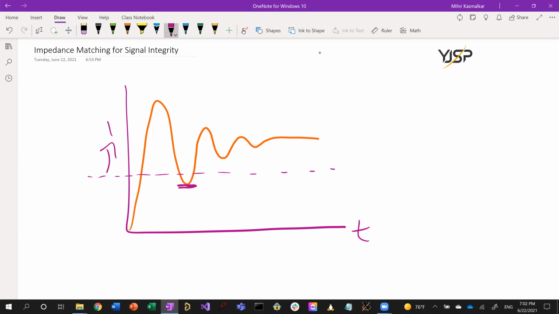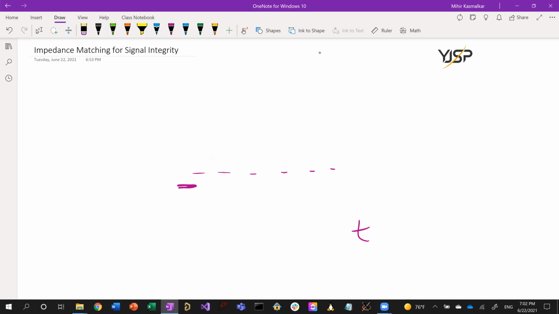And so that's sort of the reason why ringing is bad. And then like up here, maybe you apply a voltage to the device that it wasn't designed for on its I/O lines. That could be another issue there. And so that's why ringing is something you want to avoid.